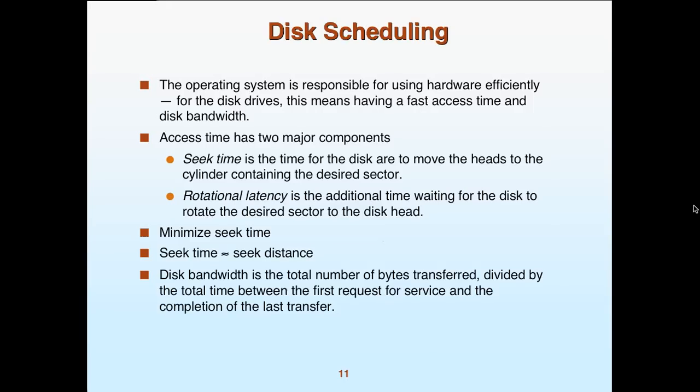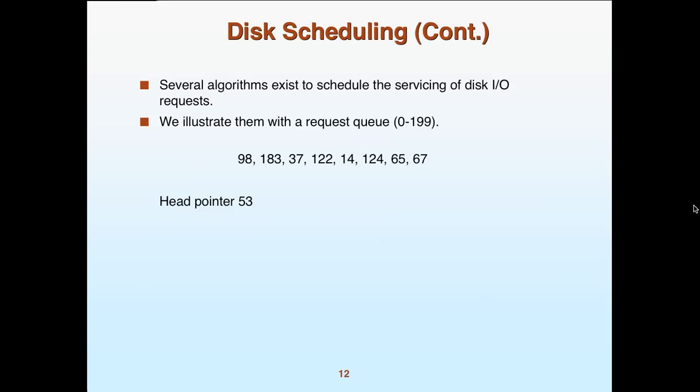So then we have algorithms to do this, which is what the operating system component is all about. We also want to maximize the disk bandwidth: only bring the sectors we need and bring the right sectors. The disk bandwidth is the total number of bytes transferred divided by the total time between the first request for service and the completion of the last transfer. So that's a calculation that we're going to do in terms of the total bandwidth requirement.